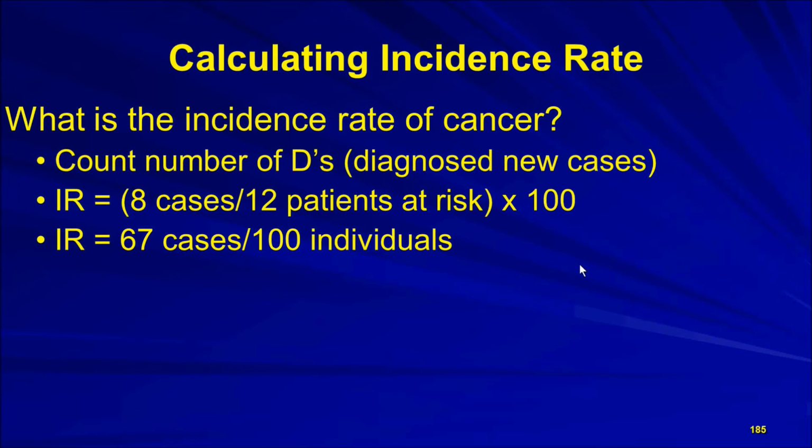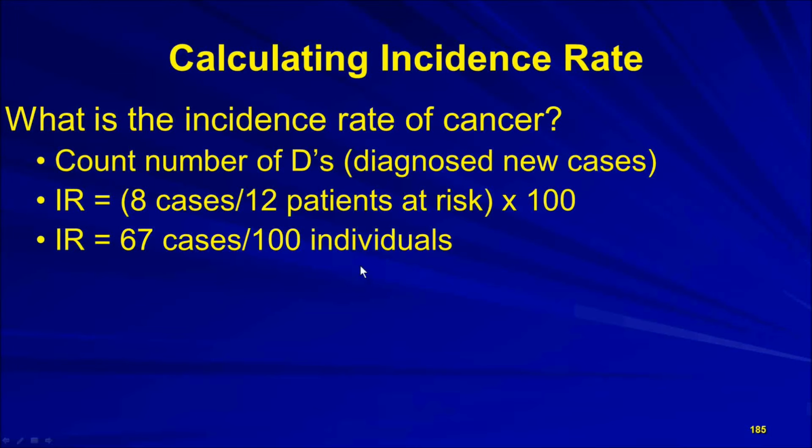So our incidence rate is 67 cases per 100 individuals, or about 2/3 of the cases are diagnosed with cancer. Now, normally you won't see cases or individuals written after numbers, but in learning it, it's important to understand what it is that you're talking about. What you would see is 67 per 100.